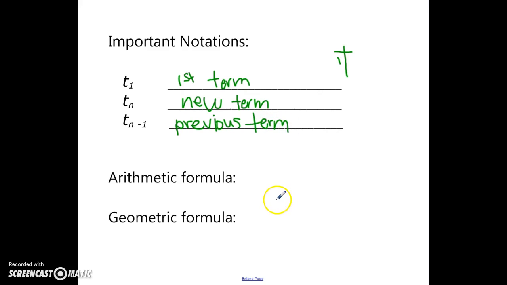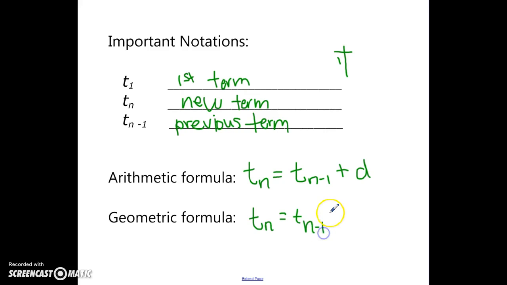So for the arithmetic formula of how you find the new term, if we're looking for the new term, or the next one that comes in the list, we take the term before it, and remember arithmetic we're adding, and we add the difference. In geometric, to find a new term, you take the term before it, or the previous term, and you multiply by a ratio.